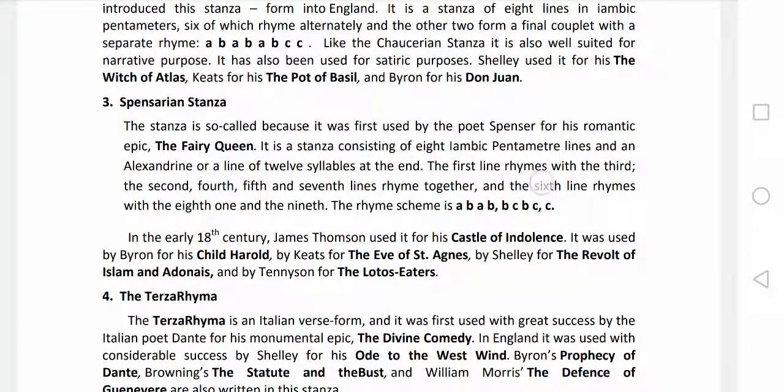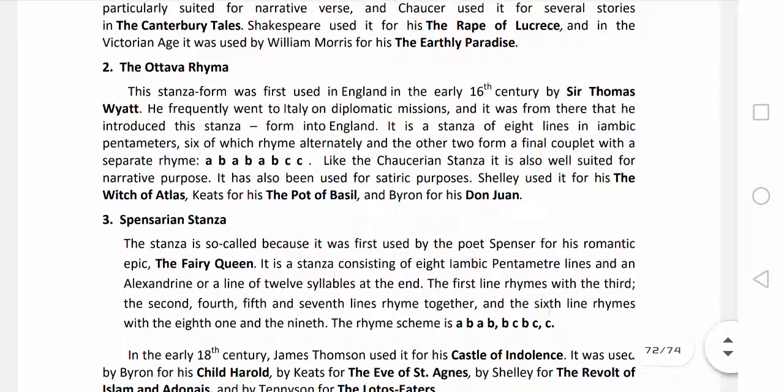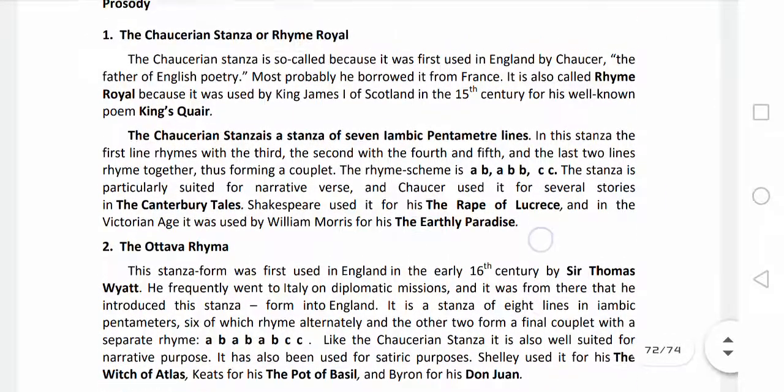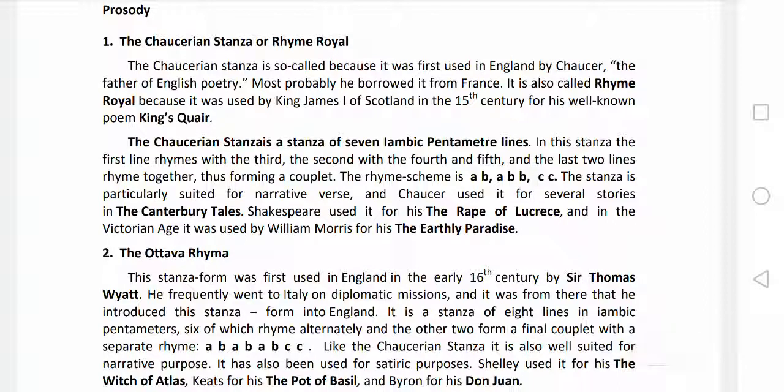Greetings, literature lovers. Today we are going to talk about prosody. Yes, at least some glimpse of it.